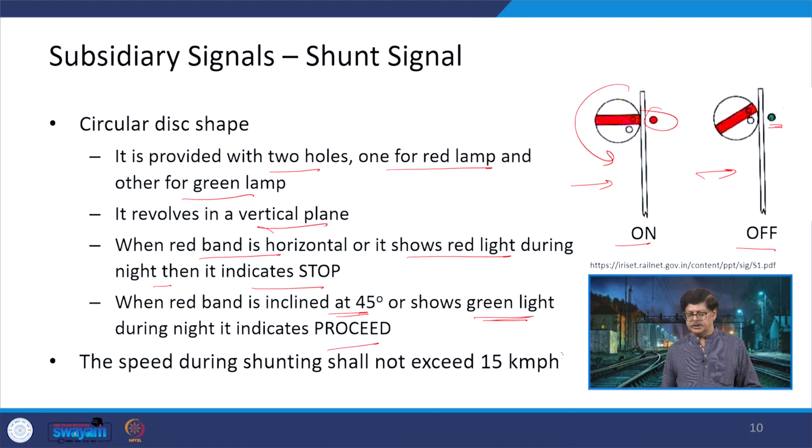The speed during these type of operations is limited to 15 kilometers per hour, as I said, and we started with it. In the case of subsidiary signals, the speeds are going to be lesser and they are all within the station limits.